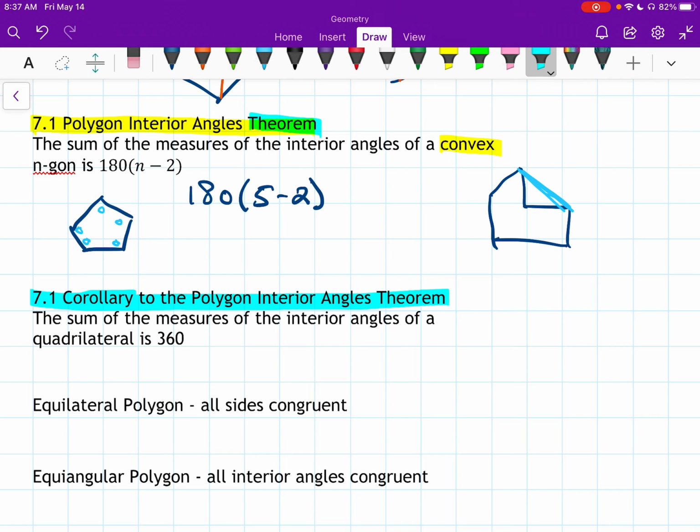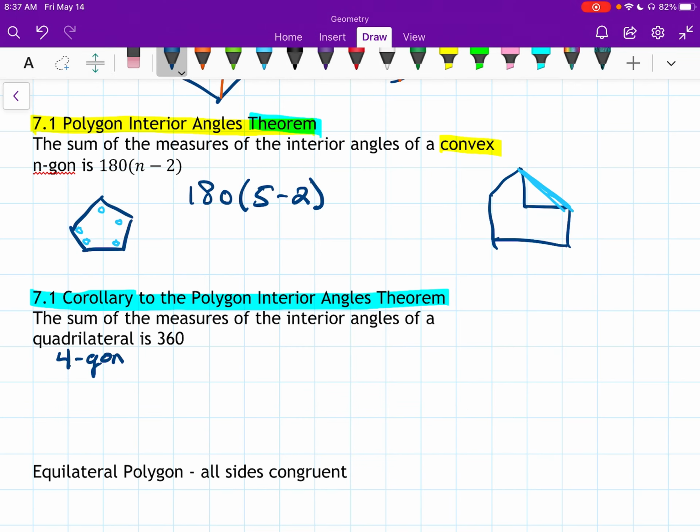The sum of the measures of the interior angles of a quadrilateral, that's a four-sided figure, a four-gon, is 360. And we would get that by plugging in to that formula that we were given above. We would say, well, we've got 180 times 4 minus 2, which is 360. All that corollary is doing is just plugging in 4. Nothing special, it's just plugging in 4.